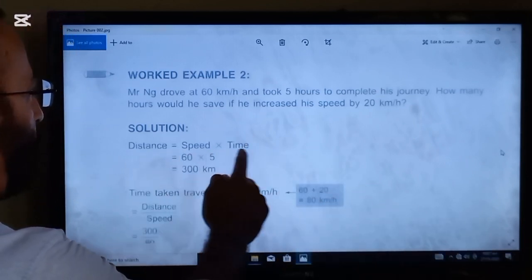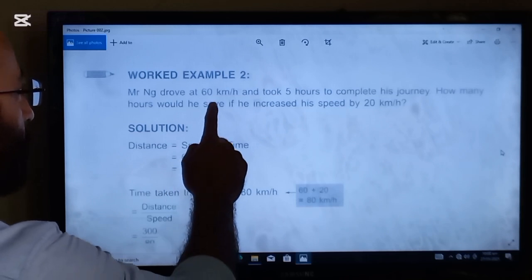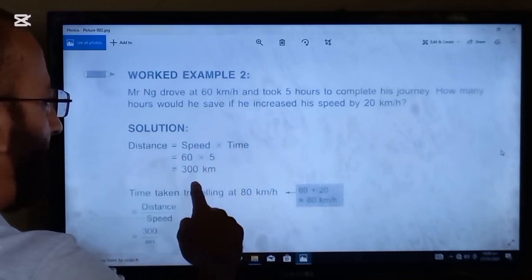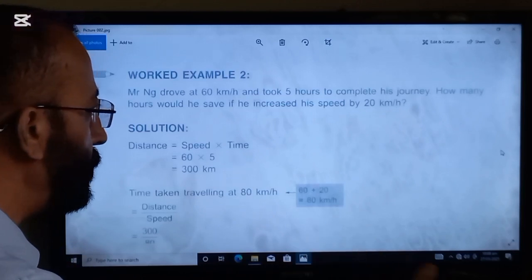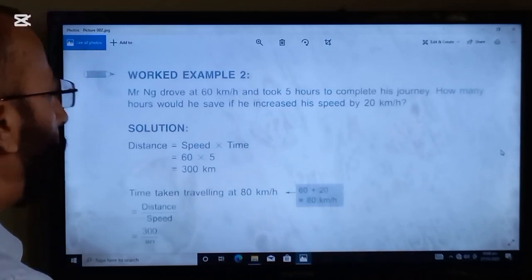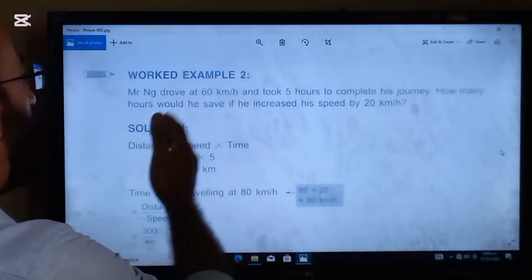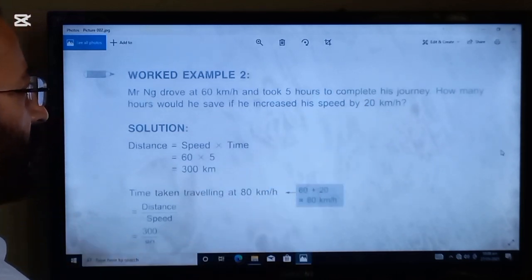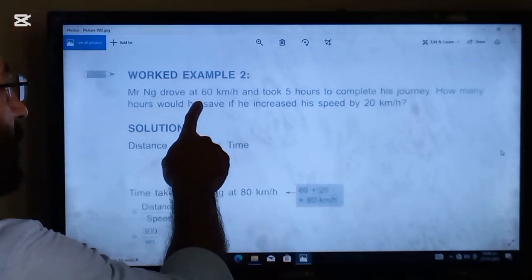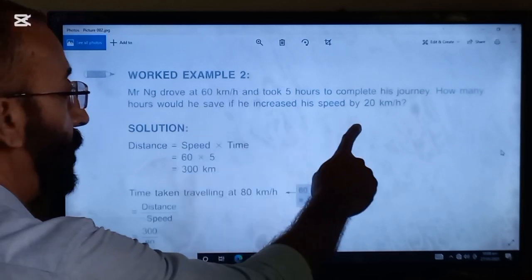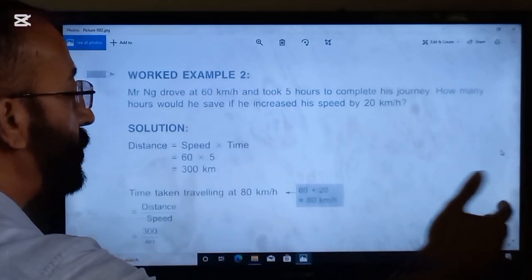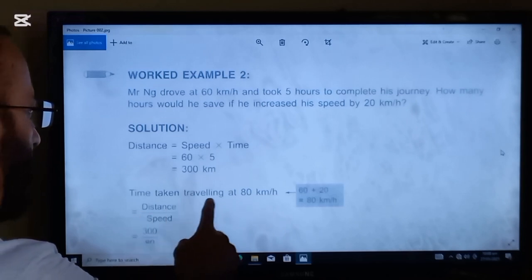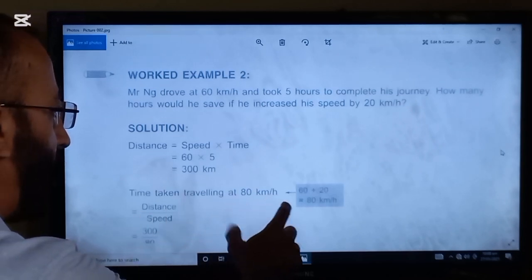So distance is equal to speed multiplied by time. Speed is 60 and time is 5 hours. So 300 kilometers is the distance which he is going to cover. Now the requirement is how many hours would he save if he increased the speed by 20 kilometers per hour. So the initial speed was 60 km per hour. The new speed will be a 20 km per hour increase, so it means the new speed will be 80 km per hour. So the time taken traveling at 80 km per hour is the requirement now.